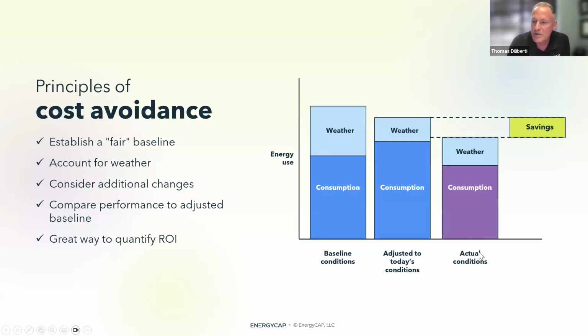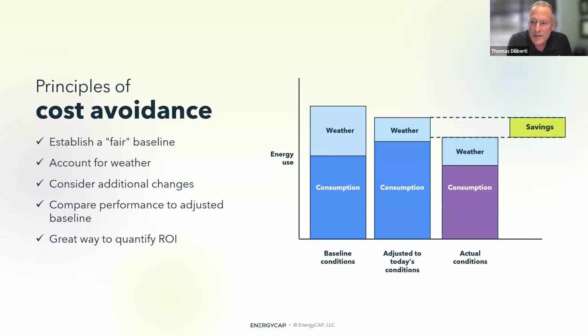The third bar over here is what actually took place. So this purple bar now represents how much consumption actually took place. And once again, the weather is layered in based on this year's circumstances. So in the situation where that happens, it gives you the ability to take a look at savings. So the principle of cost avoidance is you have to take a look at a baseline period of time, adjust for the circumstances that things might change, and then compare back to what actually took place in order to determine if there was savings or not.